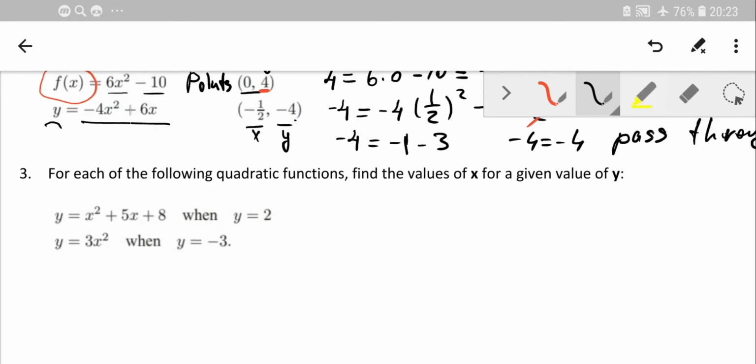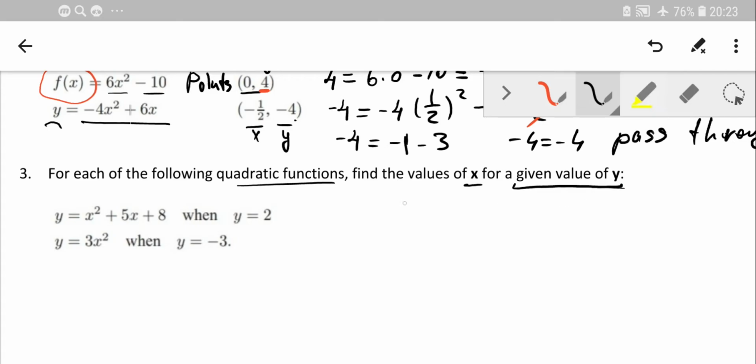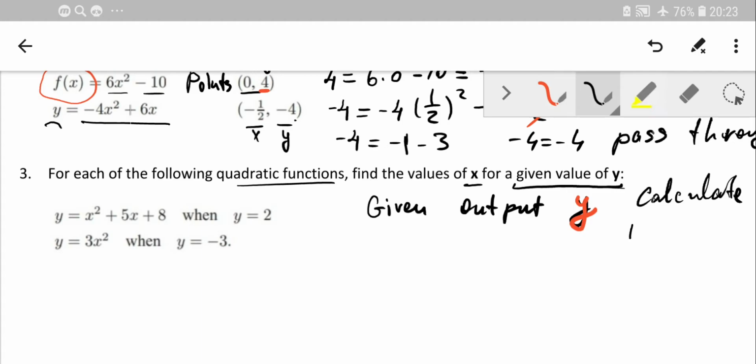So let's move next. Exercise 3. For each of the following quadratic functions, find the values of x for a given value of y. Okay, so in this case, we need to solve a reciprocal problem, so an inverse problem. For a given output, so for a given value of y, we're given the output, simply y, we need to calculate the input.